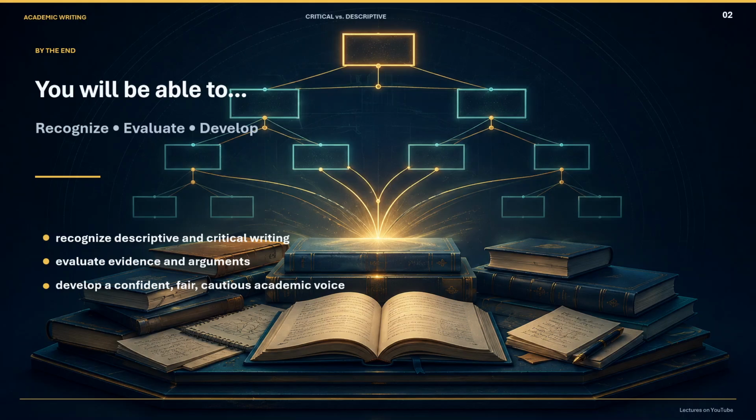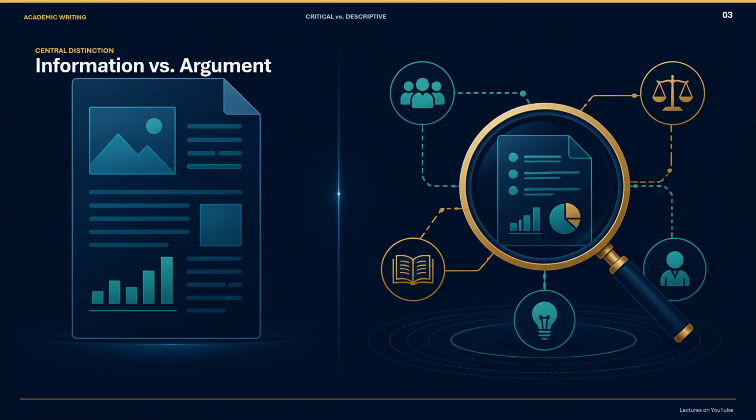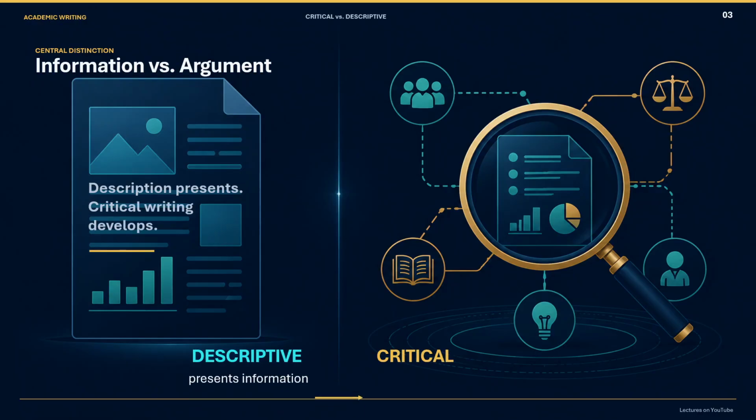The central distinction is simple. Descriptive writing presents information. Critical writing uses comparison, evaluation, interpretation, evidence, and reasoned judgment to develop an argument. Both may appear in the same essay, report, dissertation, or research paper, but they serve different purposes.